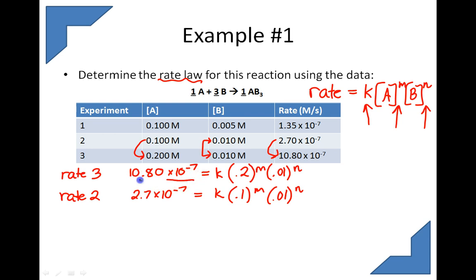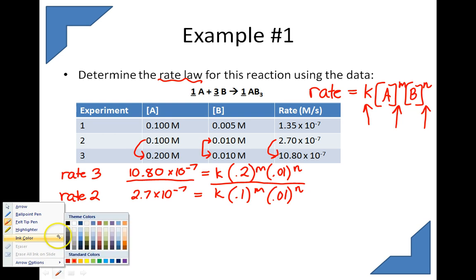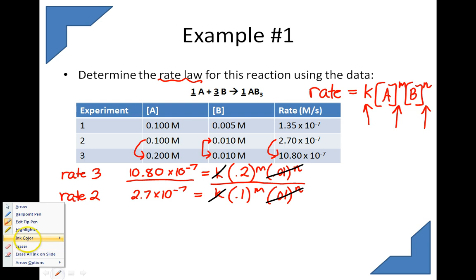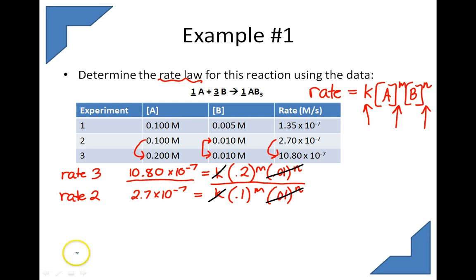Now what we'll do is compare those two trials, kind of setting up a ratio. One thing that you'll notice is that by picking two trials where B was the same, concentration-wise, those cancel out. Just like in math, if you have something in the numerator and denominator, it will cancel out. So this will now simplify to something that we can solve algebraically. So we can divide these two numbers by each other, and when you do that, you get the number 4. And over here we have 0.2 over 0.1.